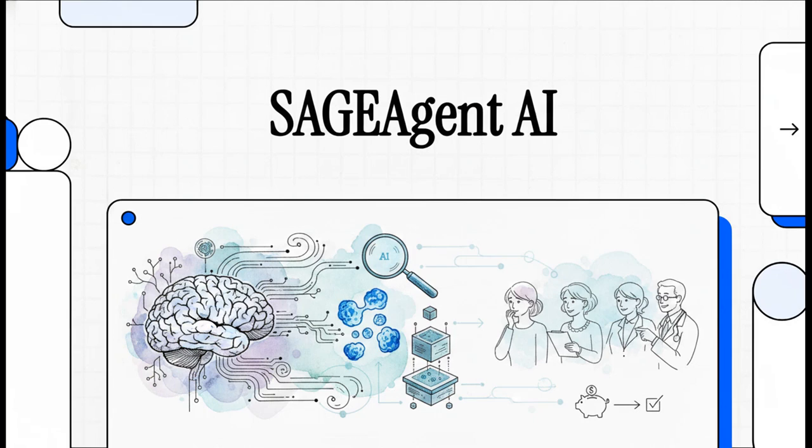Welcome to today's Explainer, where we're unpacking a truly fascinating development in the world of medical AI. We are looking at a recent research paper that introduces a system called SAGEAgent. It's essentially a self-evolving AI, and it's designed to fundamentally change how we approach clinical diagnostics for cancer patients.